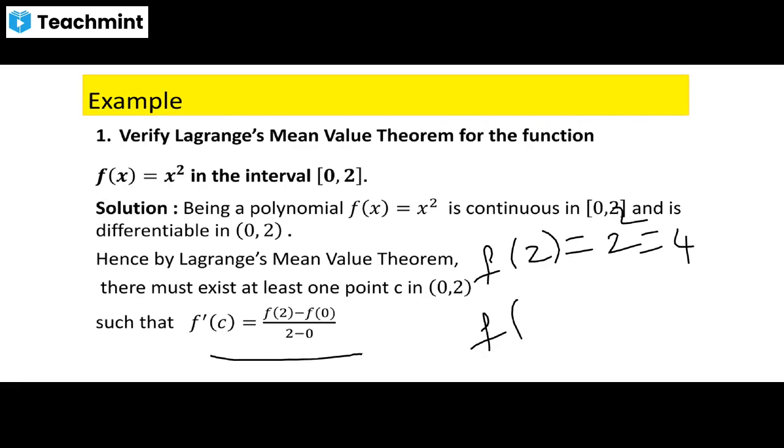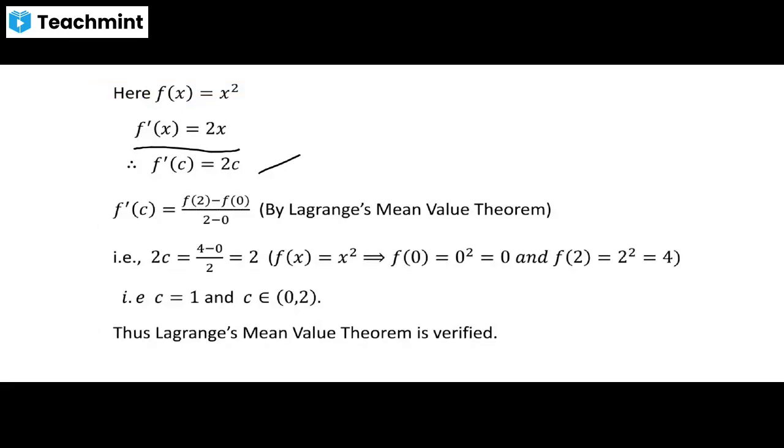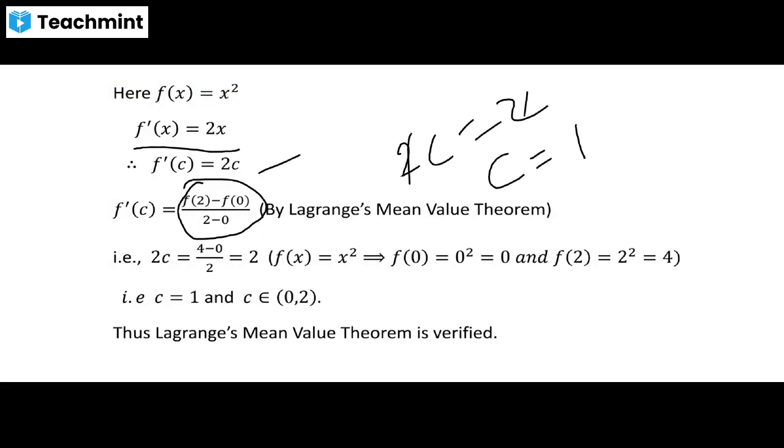f of 0, what do we get? Very good. f of 0 is 0 only. Next, substitute all these values here. It is 4 minus 0 divided by 2 minus 0, which is 2. Here 2c is equal to 2. Here 2 gets cancelled, c is equal to 1. Does this c lie in the interval 0 to 2 or not?